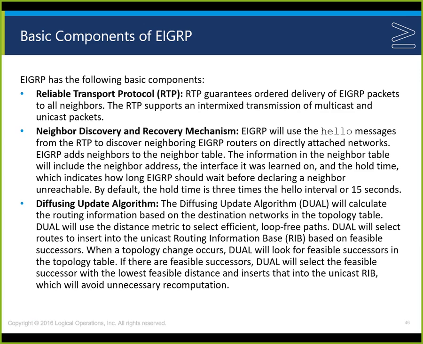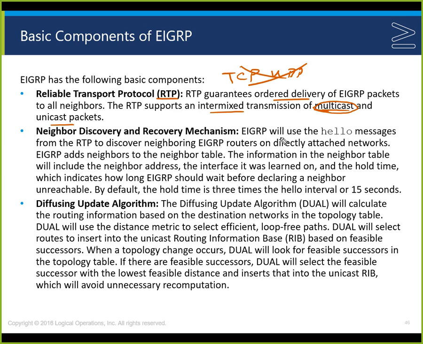EIGRP uses its own transport protocol, the reliable transport protocol. It does not use TCP or UDP. It uses RTP, the reliable transport protocol, and you'll see the abbreviation used a couple of ways, but it guarantees the ordered delivery of the packets. Hey, it kind of sounds like TCP, doesn't it? But it doesn't use TCP. It uses RTP, which supports intermixed transmissions of multicast and unicast packets. It prefers multicast. If the multicast doesn't work, then it'll revert to unicast.